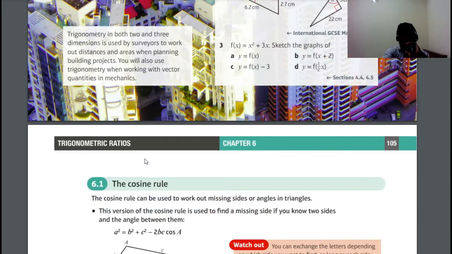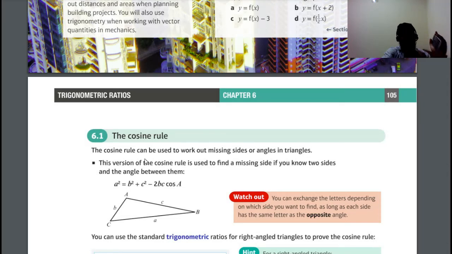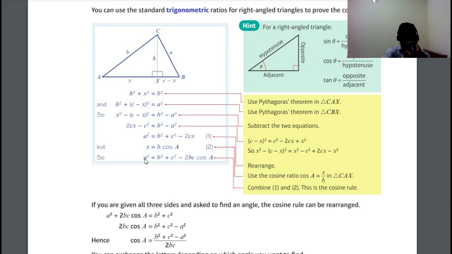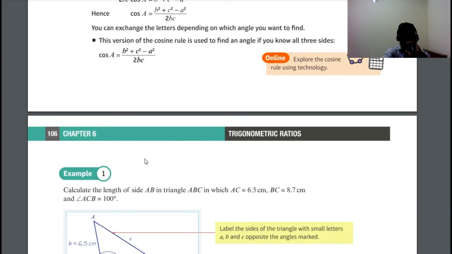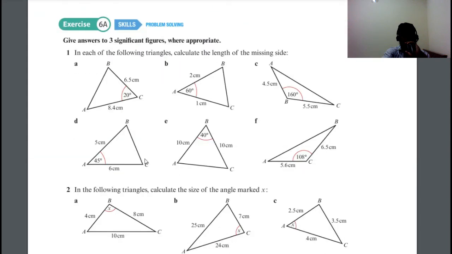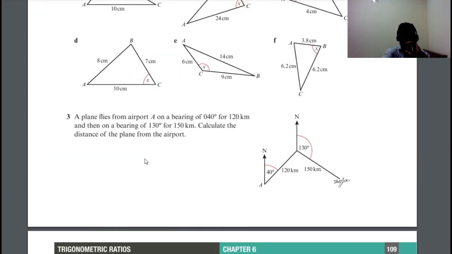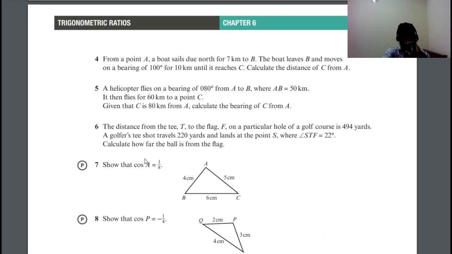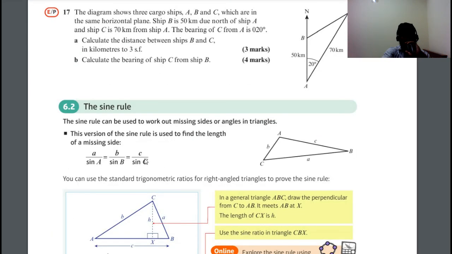Cosine rule, you know, a squared is equal to b squared plus c squared minus 2bc cos a. Yes, indeed. Sine rule is a by sine a is equal to b by sine b is equal to c by sine c.